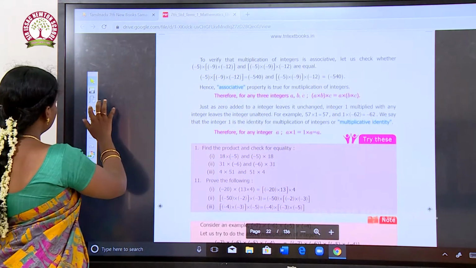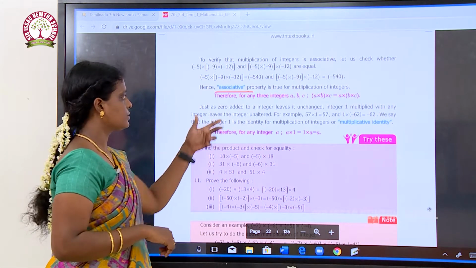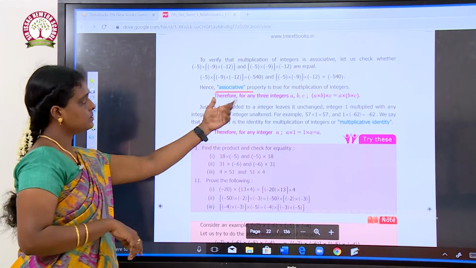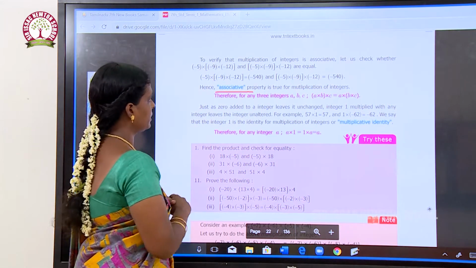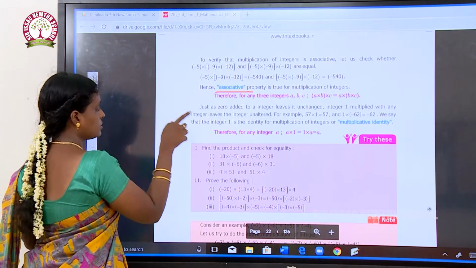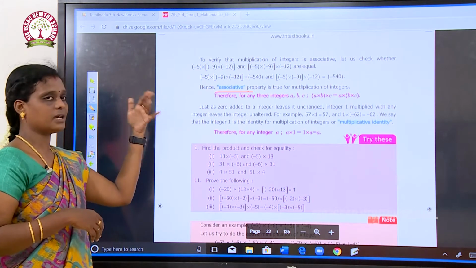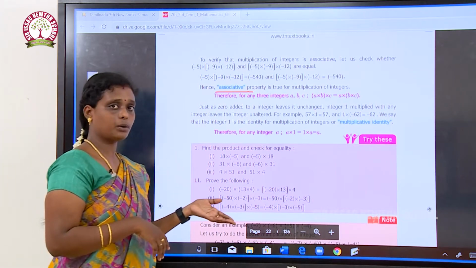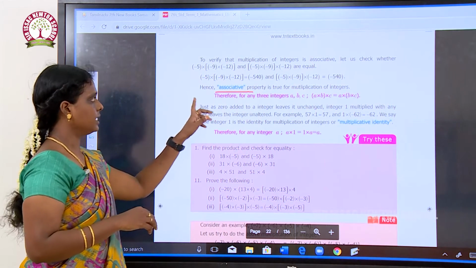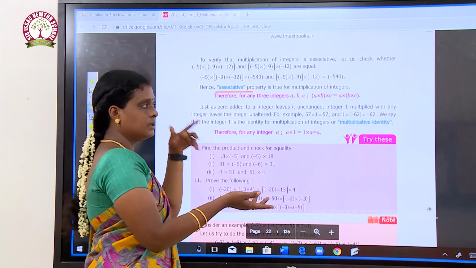And what about the third one? The third property is called the associative property. The associative property is also true for multiplication of integers. How? See, what is the associative property? Here we are going to take 3 or more than 3 numbers. This is similar to the commutative property. What is the commutative property? Changing the order will not affect the answer, right? Likewise, in this also we will change the grouping, but that will not affect the answer.